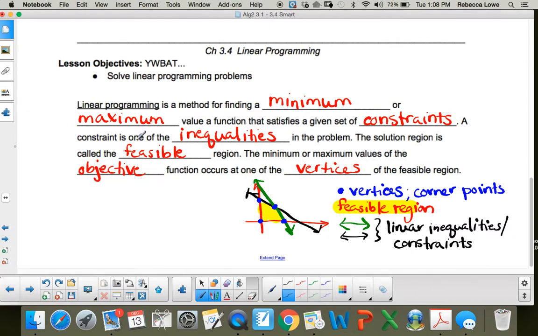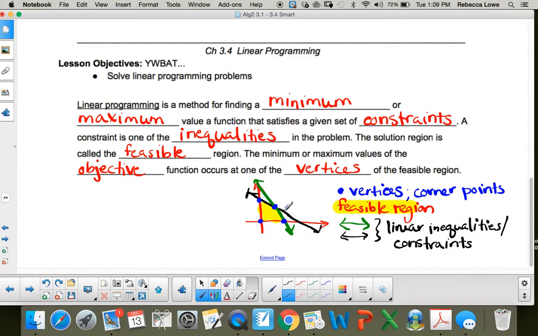A constraint is one of the inequalities in the problem, linear inequalities. The solution region is called the feasible region. The minimum or maximum value of the objective function occurs at one of the vertices of this feasible region. I know this sounds complicated, but really it's not that complicated.